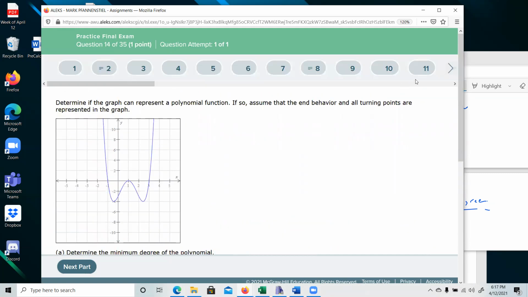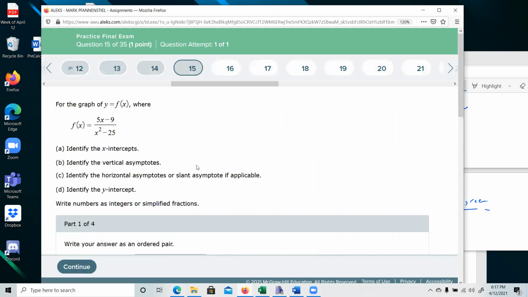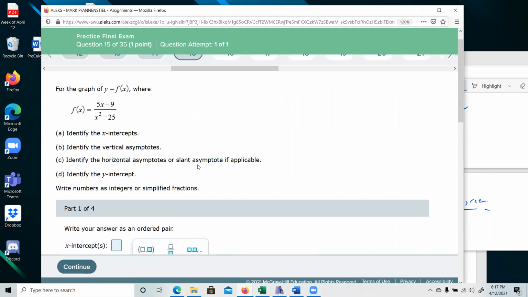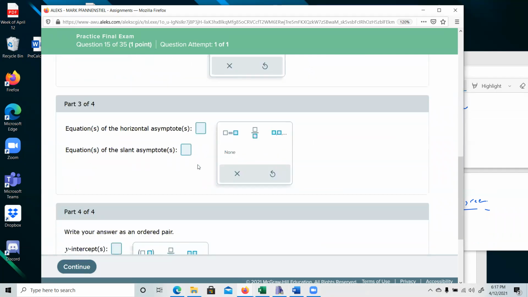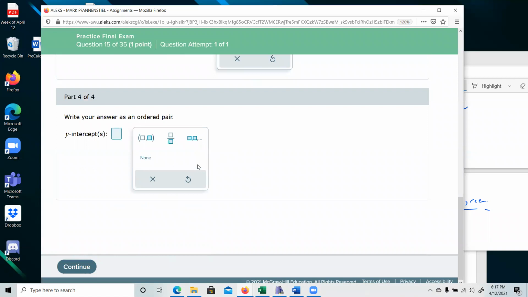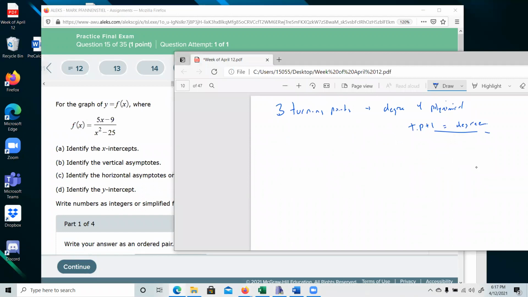Okay. Should probably find some more of those, something like that. Oh, good job. Okay, let's see. Vertical asymptotes, horizontal asymptotes, y-intercepts. Oh, this is great. Look at all of this. I can ask. Okay. So what do we have here? We have 5x minus 9. All right. So x-intercepts.